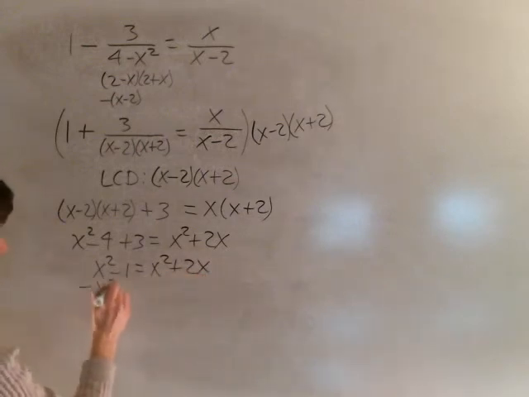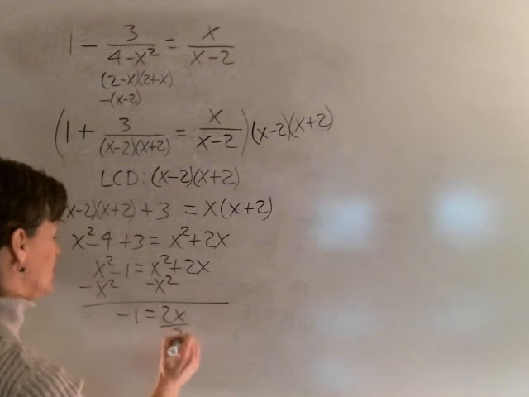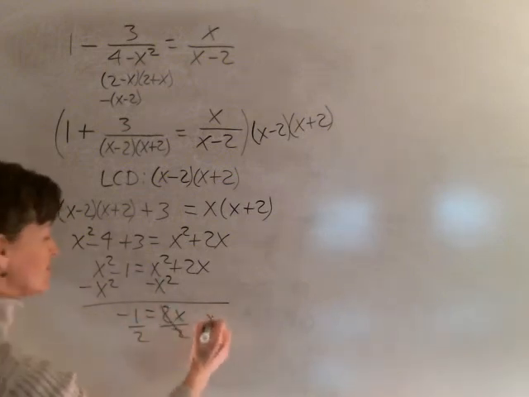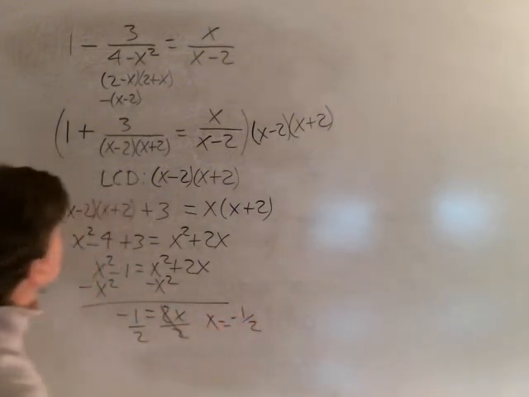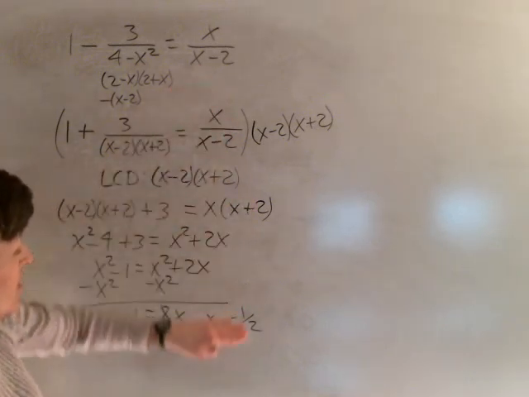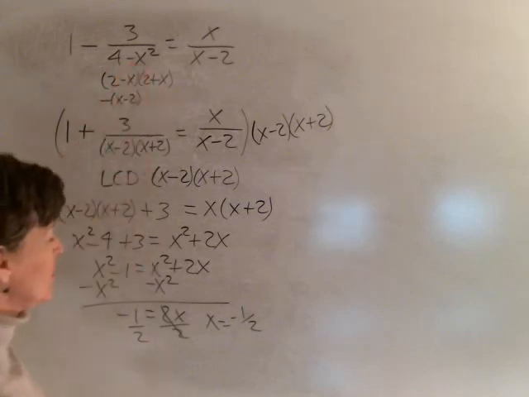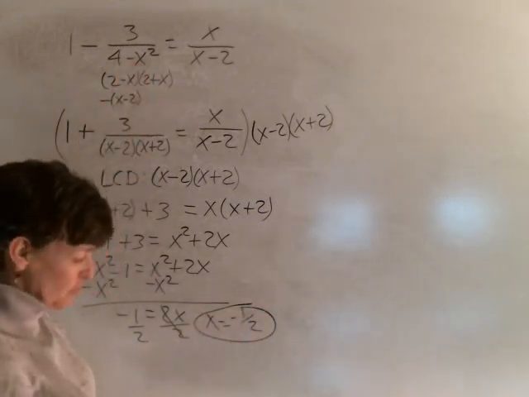Well, if I subtract the x squareds, they go away. And so I get negative 1 equals 2x, and if I divide both sides by 2, then I get x equals negative 1/2. All right, so let's check that. Negative 1/2 will not make that denominator equal to 0. And negative 1/2 in here will not make this denominator equal to 0. So that is a perfectly acceptable answer.